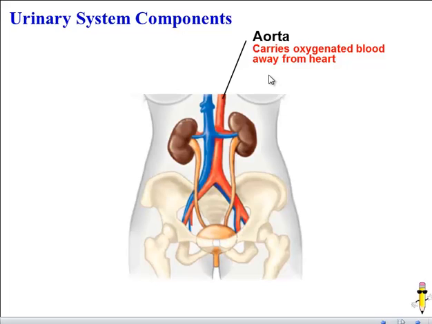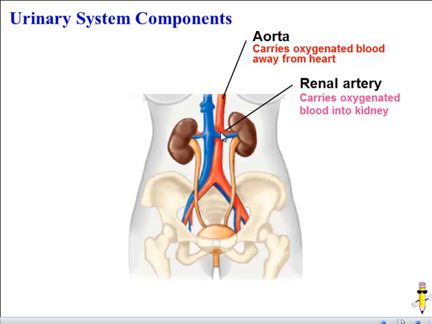We're actually going to start with a part of the circulatory system, the aorta, because the aorta will carry oxygenated blood away from the heart. And then it will branch into the renal artery, which carries the blood into the kidney. Now we are actually in the excretory system. The kidney is the superstar. It filters blood, makes the urine.